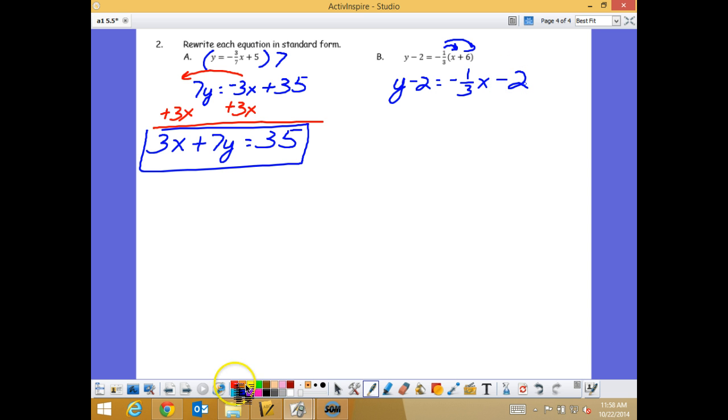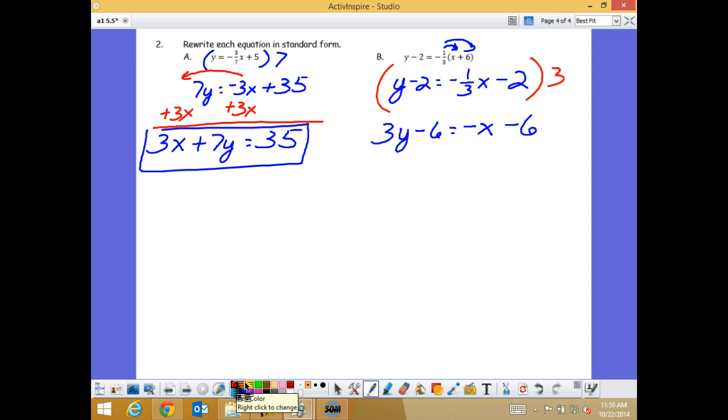Now I'm going to go ahead and get rid of the fraction by multiplying everything by 3. We have 3y minus 6 is equal to negative x minus 6.